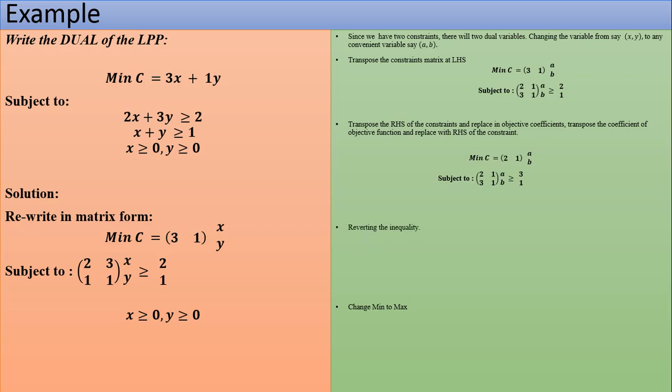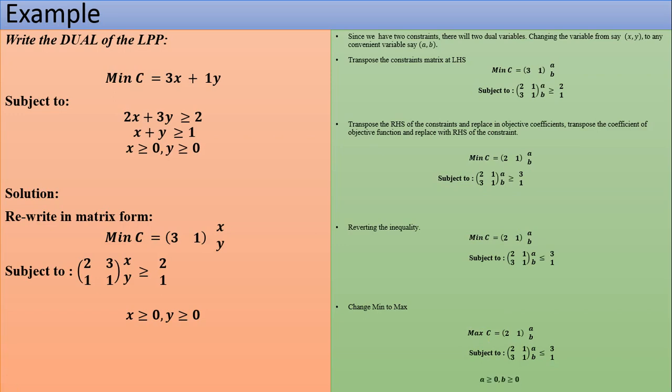The next thing is for you to revert the inequality. So if you revert the inequality, the less than or equals to will now turn to greater than or equals to, and the greater than or equals to will turn to less than or equals to. And the last thing is to change the min so that it will go in line with the sign you have changed. So the min will now turn to max. You can use max C as that.